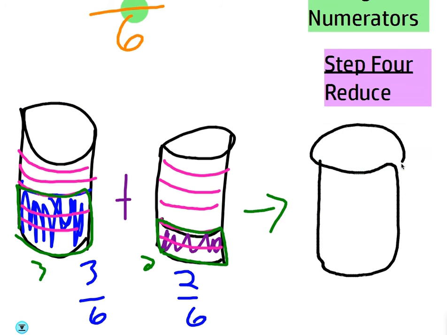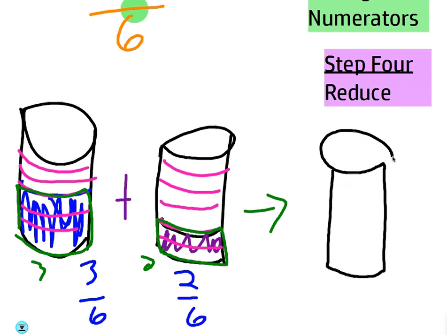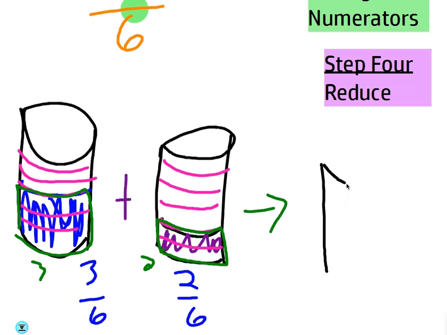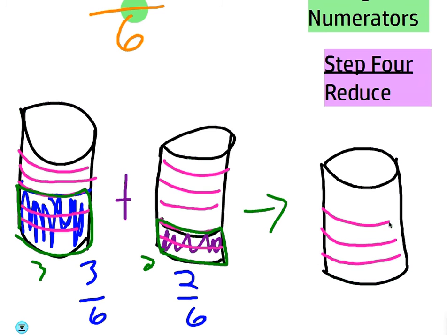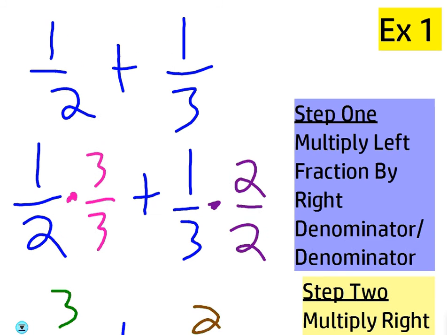That's terrible. I'm drawing that again. Yeah, let's try this. Okay, here we go. You end up with 5 out of 6 pieces. So it actually would end up going up to here. More visual. So that's why we multiply the denominators.